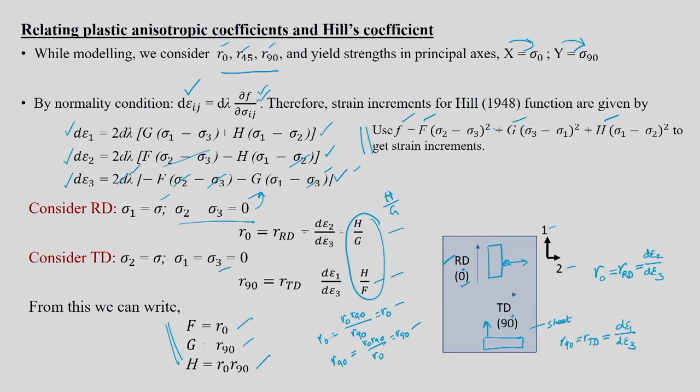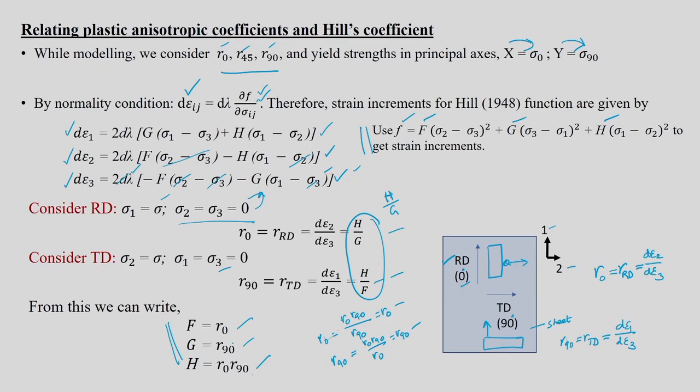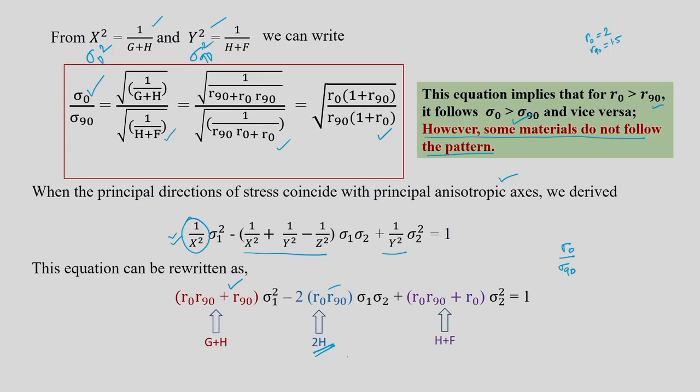So what is g plus h? G plus h for me is R90 plus R0 R90, which I have written here. This term, 1 by x square, y square minus z square, is nothing but 2h, which we also derived, and h is nothing but R0 R90. That also I have replaced here. 1 by y square is nothing but h plus f, which I am also going to write as R0 R90 plus R0 equal to 1.